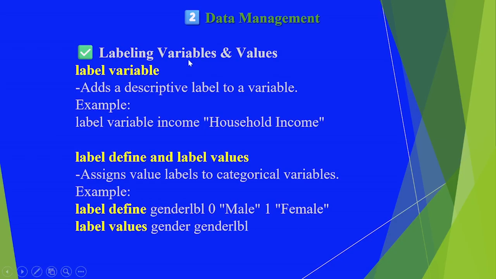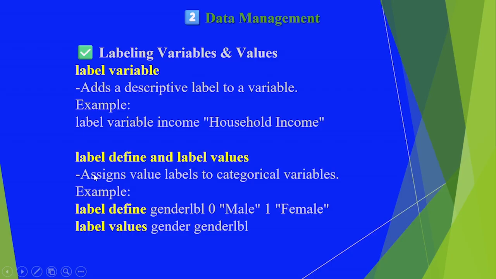And we have labeling of variables and values. So label variable is the key STATA command that we use, and the moment we issue this command, STATA will add a descriptive label to our variable. For example, label variable income, so it means the label of the variable will be household income.